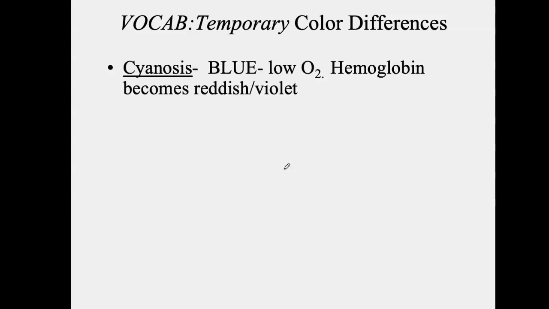I'm going to show you some color differences of skin that are temporary. It's vocabulary that we use in medicine for when someone is looking blue. You don't say, oh my gosh, it's blue, okay? We say the individual has cyanosis, and this is usually during low oxygen, and the hemoglobin takes on a different iridescence. It becomes more reddish violet, and the individual looks blue. So that's cyanosis.